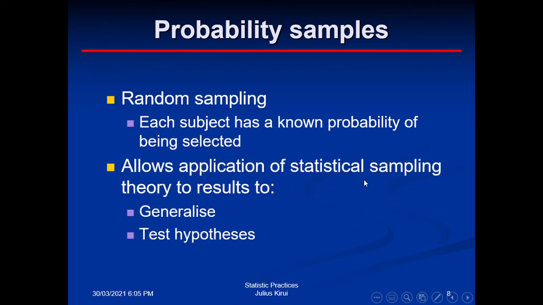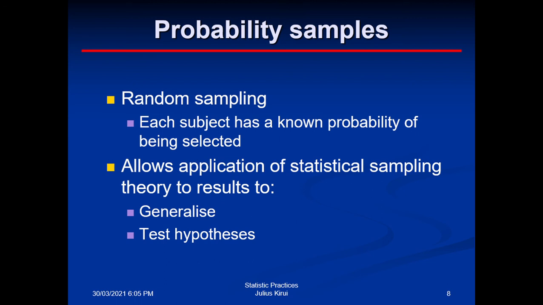It allows application of statistical sampling theory to results to generalize, and then test the hypothesis. So in probability sampling, as far as random sampling is concerned, you are able to put sampling theories in place. The sampling theories provide generalization and hypothesis testing. Now we have two approaches in research: there is what you call induction, and there is what you call deduction.